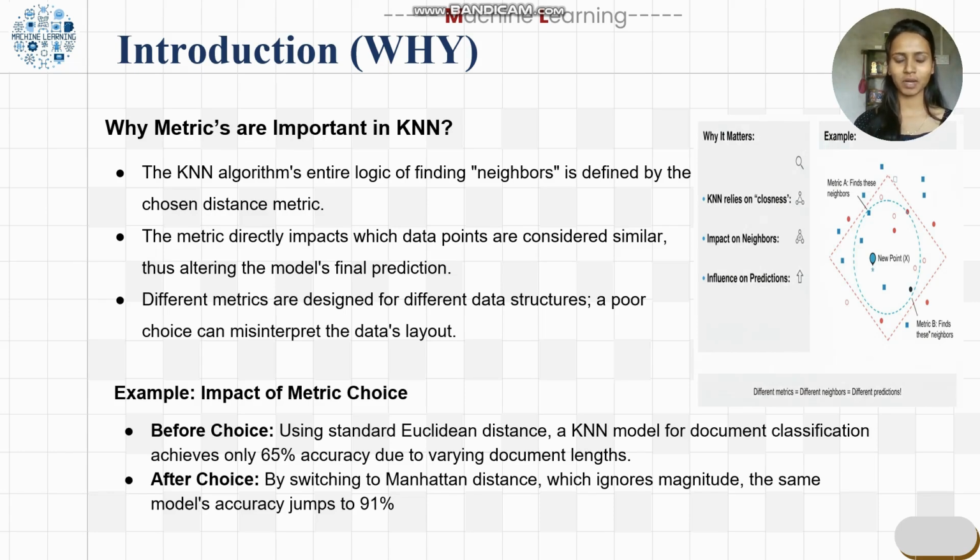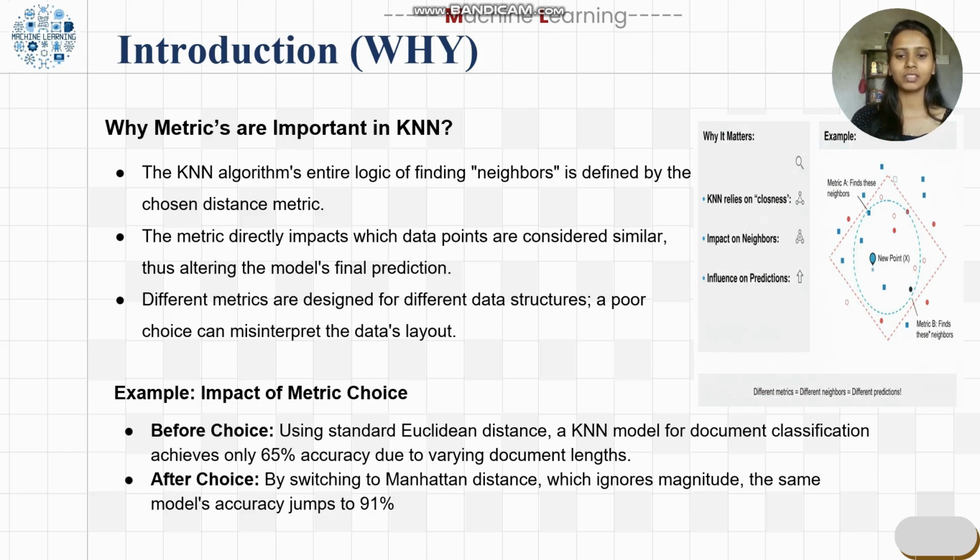Distance matrices directly impact the data points of the data set, so different matrices are designed for different data sets. For example, take document classification. If we use Euclidean distance for that, it will give us 65% accuracy. And if we change the matrix to Manhattan distance, then it will raise the accuracy up to 91%. So it matters to choose the right matrix for the right data set.